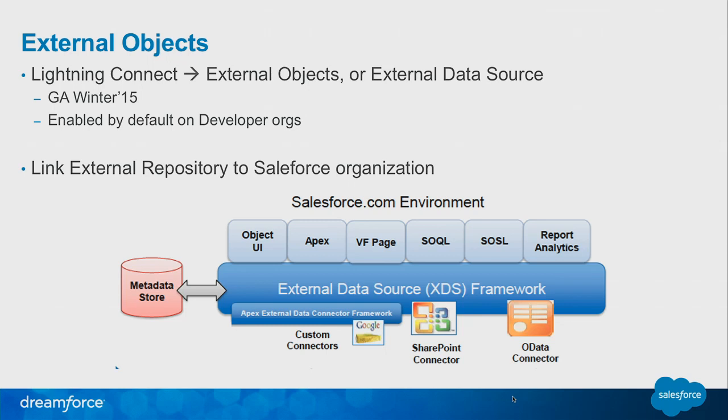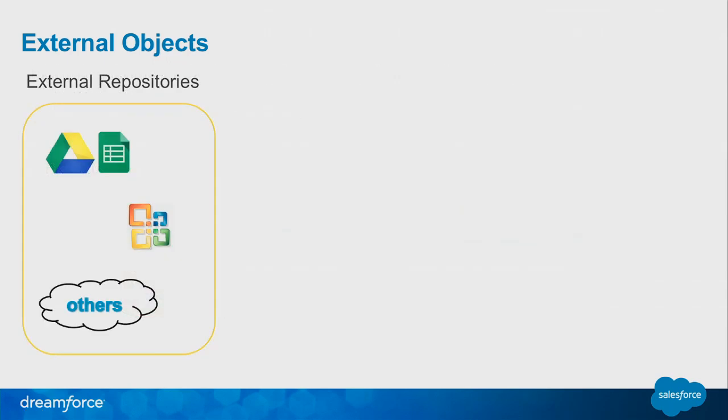As I said at the beginning, this external object, or this Lightning Connect, will allow you to link an external repository with your organization. So the platform makes calls to the external data source, and via connection, the information is sent via the net in real time, and the Salesforce organization gets it in order to use it. Let me explain a little bit more.